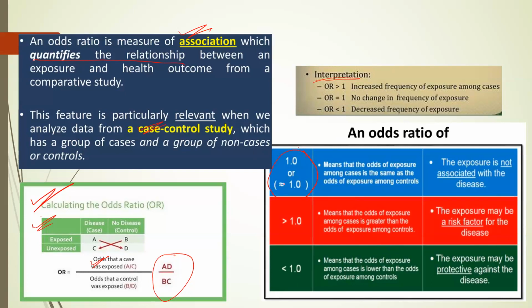So remember, when the odds ratio is 1, it means that the cases amongst exposed is the same as the cases amongst non-exposed. In other words, the risk factor which is being studied is not a relevant one, because the disease is occurring in the same frequency amongst both the exposed group and the non-exposed group. So it is not a significant risk factor. In other words, the exposure is not associated with the disease.